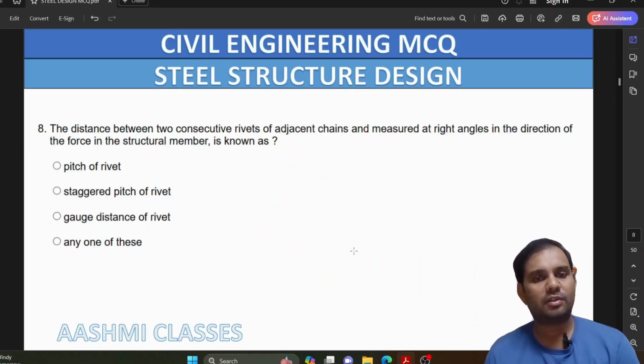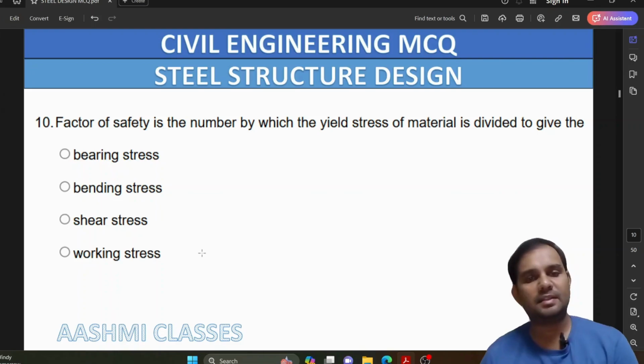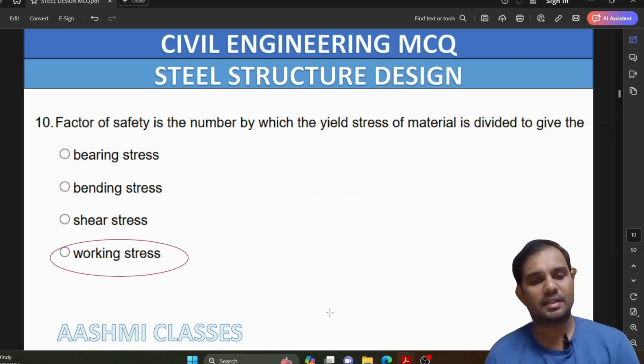The distance between two consecutive rivets of adjacent chains and measured at right angles in the direction of the force in the structural member is known as gauge distance of the rivet. The effective length of a column is the length between the points of zero shear. Factor of safety is the number by which the yield stress of material is divided to give the working stress.